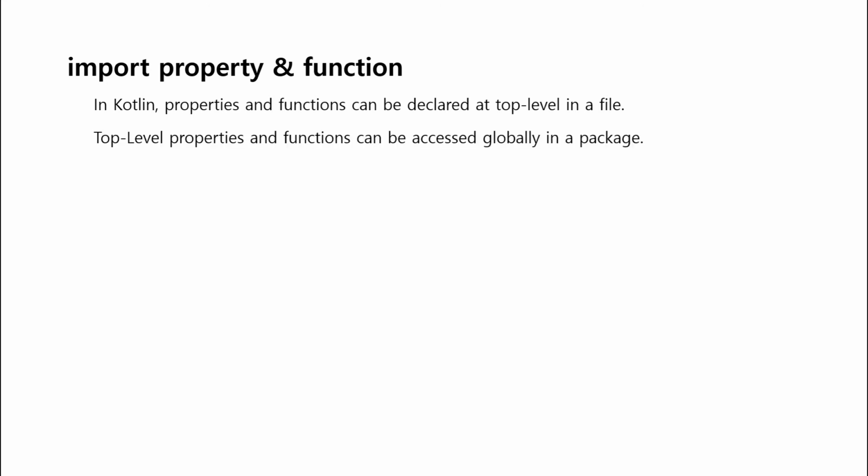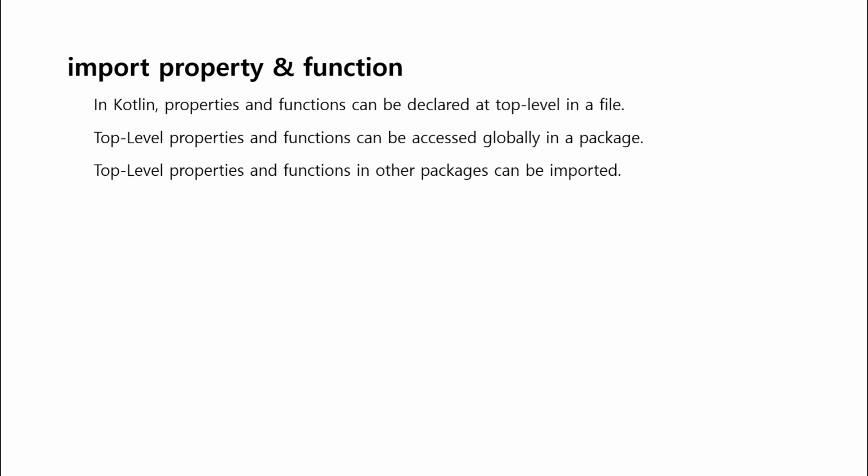Plus, top-level properties and functions are accessible from any other files in the same package without importing. That means top-level properties and functions become global members in the package. So as long as the file is in the same package, it can use them without importing. That means, on the other hand, if you want to use some top-level members in different packages, you should import them to use them.